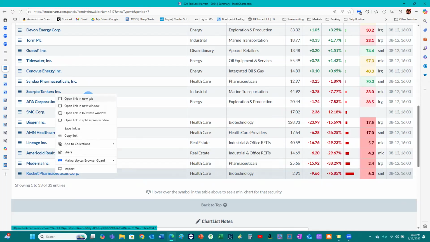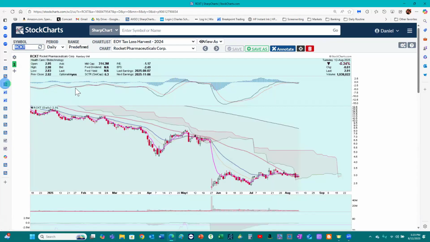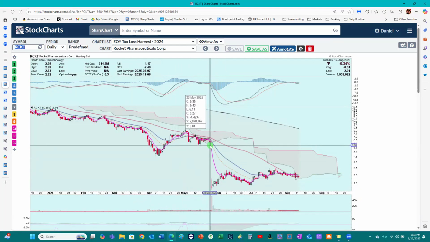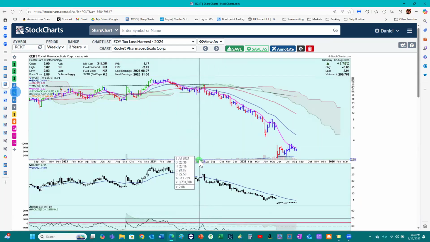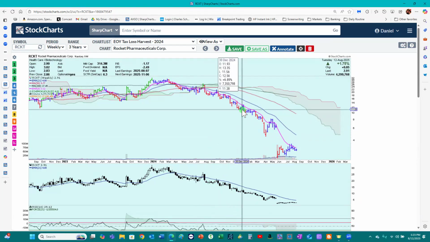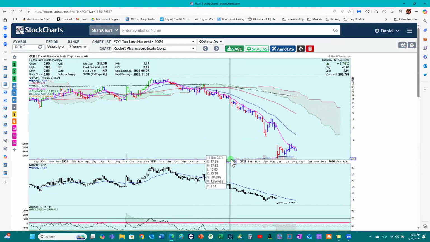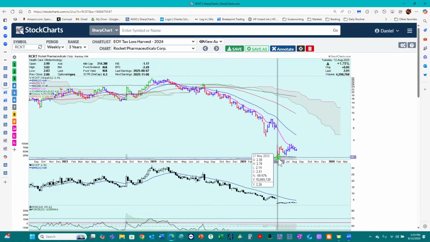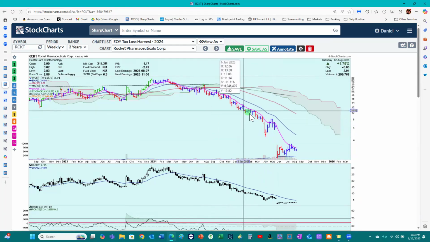So if we look at Rocket Pharmaceuticals, see what it did, you can see here, that looks like earnings right there. But if we go back 2 years, you can see here, and this is one that would not have worked out, so you probably would not want to be in this one. But tax loss harvesting would have happened right here, but it continued going down all the way down here to June. So this one would not have worked.